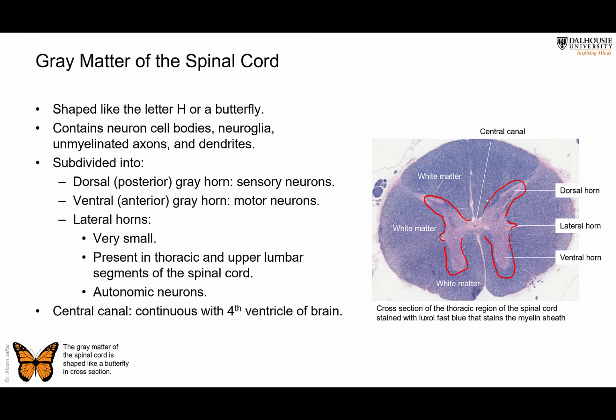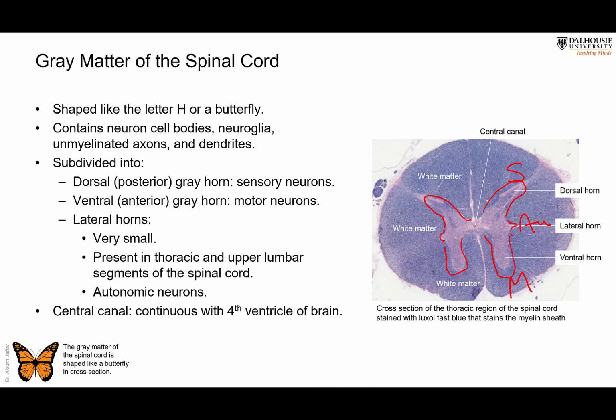So this is not always present in all regions of the spinal cord, but is present mainly in the thoracic and upper lumbar regions. The dorsal horn of gray matter contains nerve cell bodies that are mainly sensory, while the ventral horn contains nerve cell bodies that are mainly motor, and the lateral horn contains autonomic nerve cell bodies belonging to the autonomic nervous system.